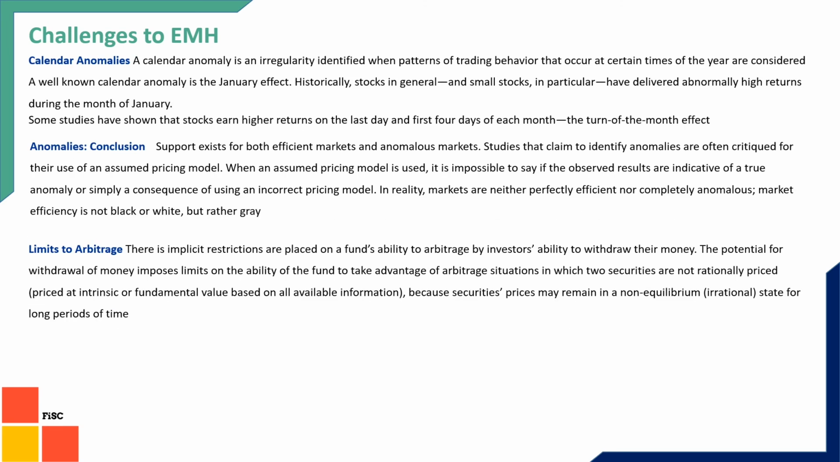There are some calendar anomalies also, which say that in January you get a higher return, at the end of the month and in the starting 4-5 days of the month you get a higher return. There are some other anomalies related to the calendar too, and that clearly concludes that the market is neither efficient nor anomalous completely. It's not a black or white thing.